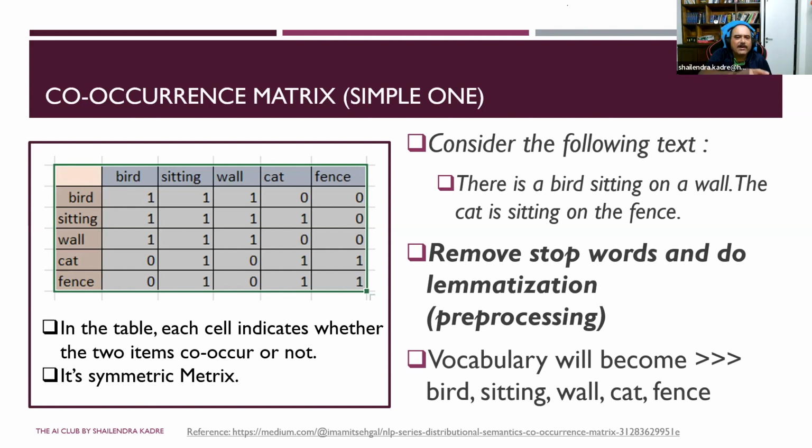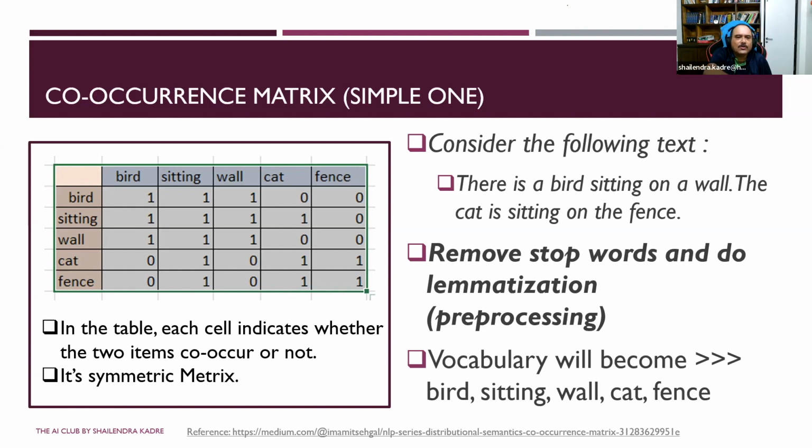So you will see that bird will always occur with bird because it is itself. All diagonal terms will be 1, because cat will always occur with cat. Now in the first sentence, bird is occurring with sitting. So see the first row of the table: bird is occurring with bird, so 1. Bird is occurring with sitting because in the same sentence it is occurring, so 1.